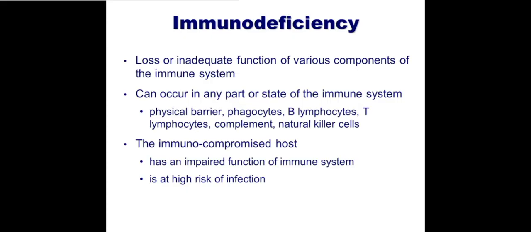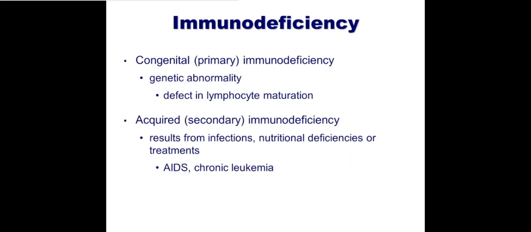Right? The immunocompromised host has an impaired function of the immune system and is at high risk of infection. Congenital is a primary immunodeficiency, and acquired is a secondary immunodeficiency. Like AIDS and chronic leukemia, these are secondary immunodeficiencies. Clear?